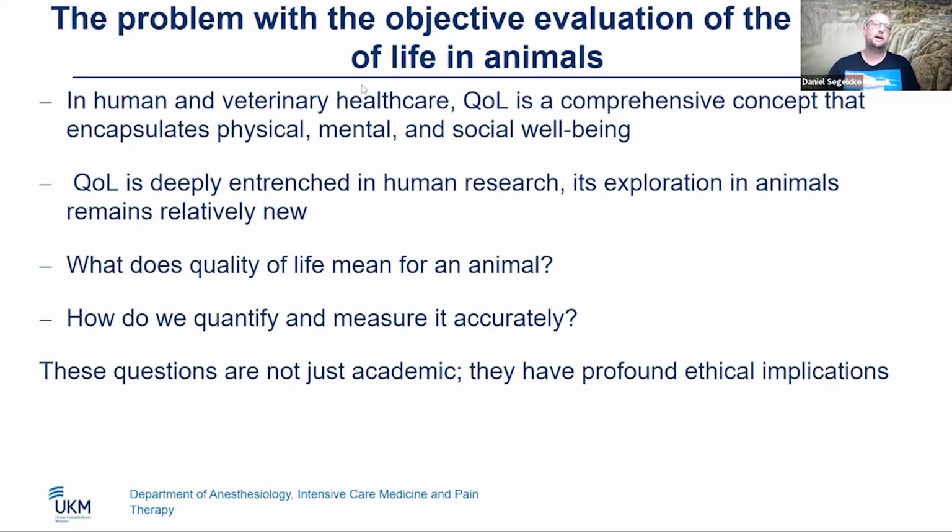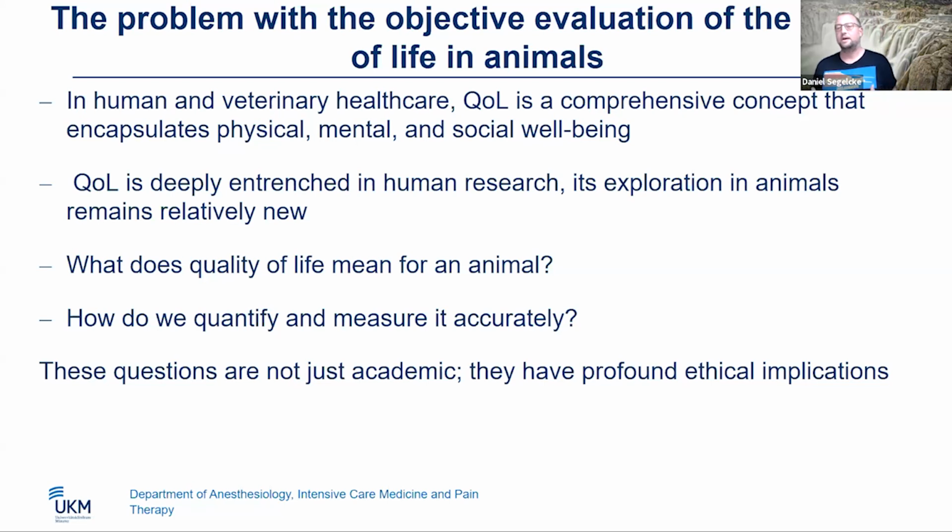We have some problems to measure the quality of life in animals, and we have a problem with the objective evaluation of the quality of life in animals. In human and veterinary healthcare, quality of life is a comprehensive concept including physical, mental, and social well-being. Quality of life is deeply entrenched in human research. We have tons of papers to research quality of life, but the exploration of quality of life in animals remains relatively new. And the question is, what does quality of life mean for an animal?